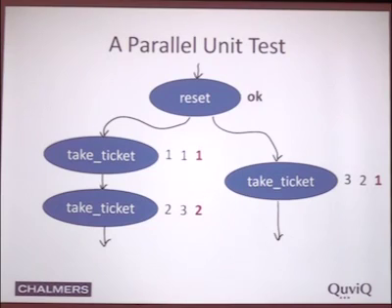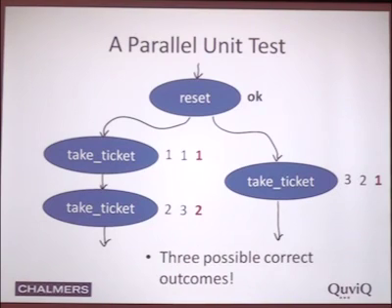So, as you can see, it's going to be harder to write a unit test for this kind of behavior. In this case, there are 3 possible correct outcomes. So what you could do is record the 3 tickets and then just compare against the 3 possibilities.